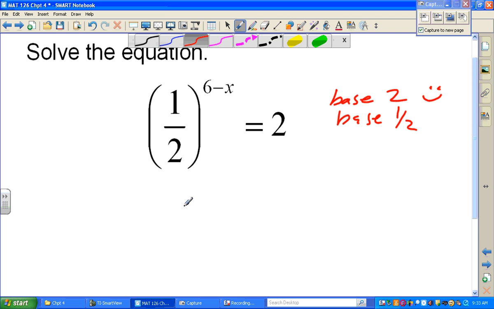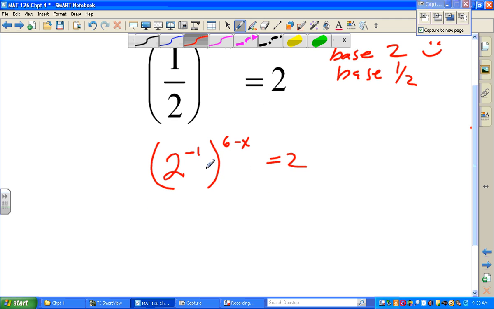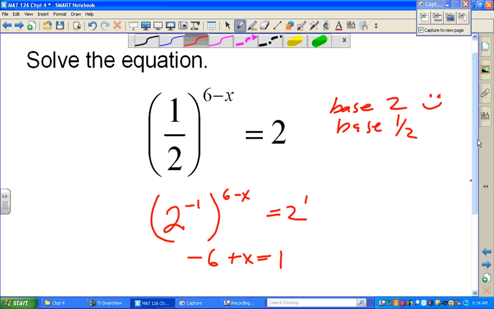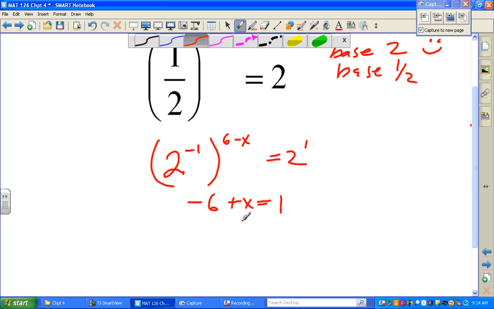How do you write 1/2 as a 2? Yep. Or 1/2 to the negative first power. No, 2 to the negative first power means a half. Now, what do you do when an exponent's raised to an exponent, Devin? What do you do with those exponents? Multiply them. So I have -6 plus x equals 1. I just wrote 2 to the -1 for a half. Well, I got them switched up. I was doing half. You could do halvesies. Yeah, so x equals 7.